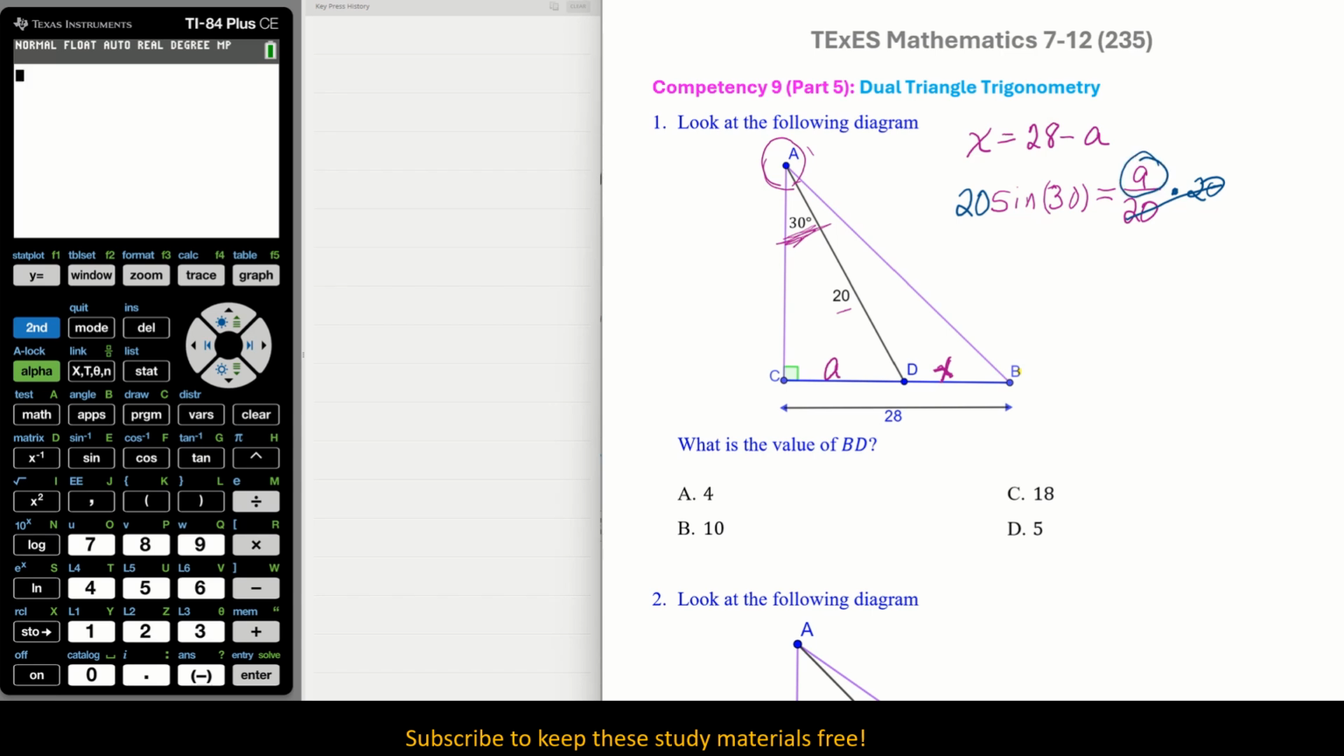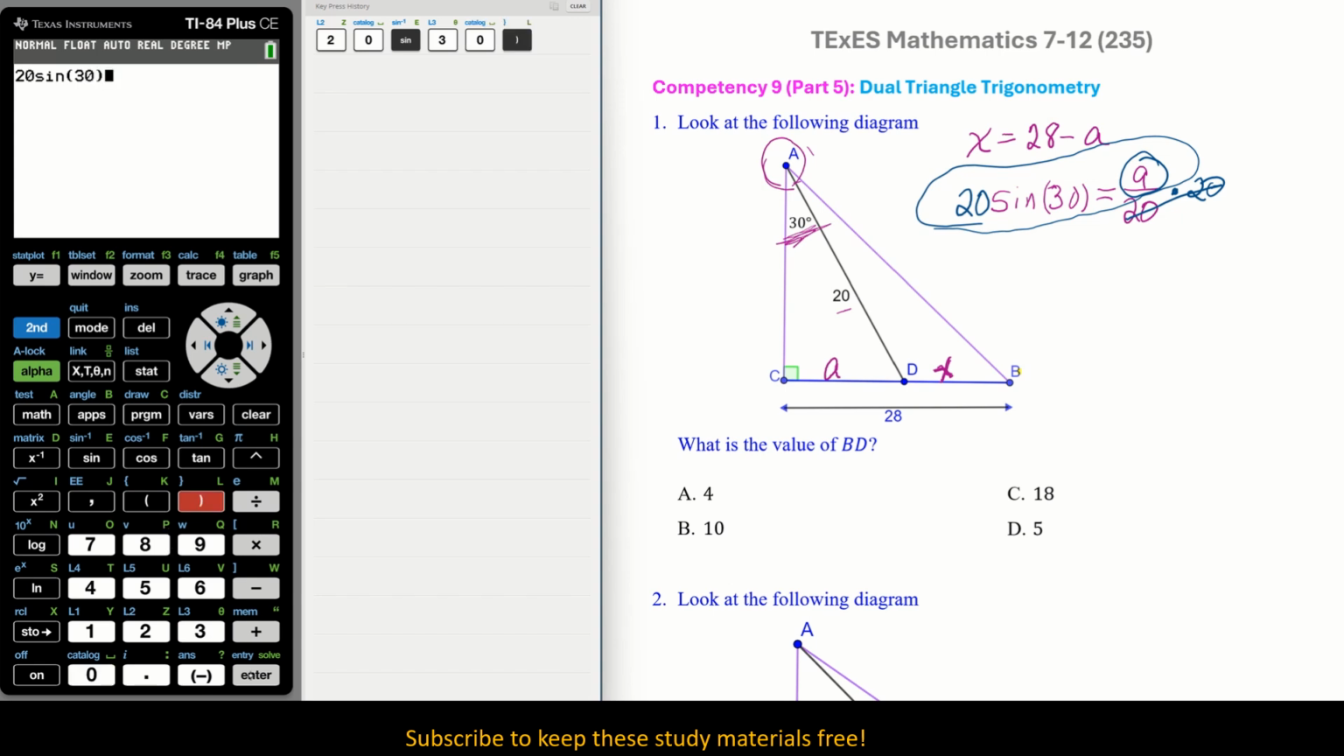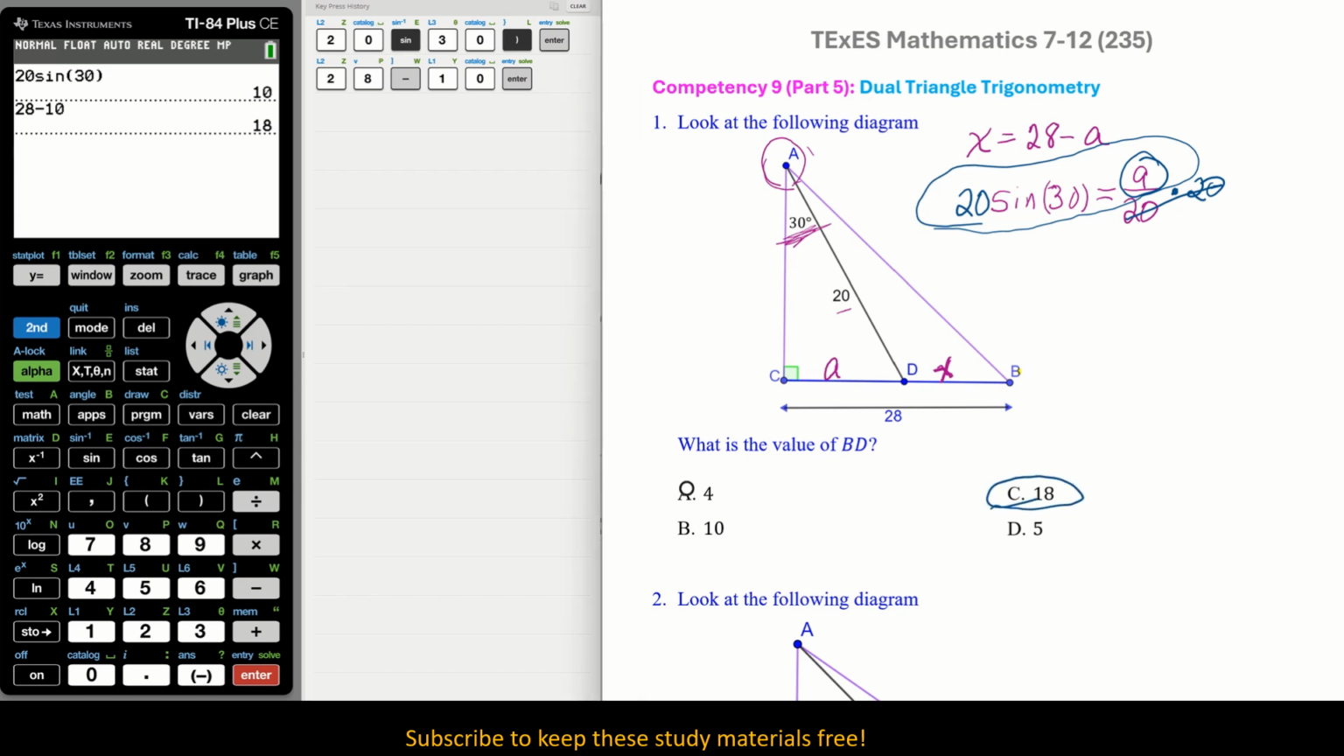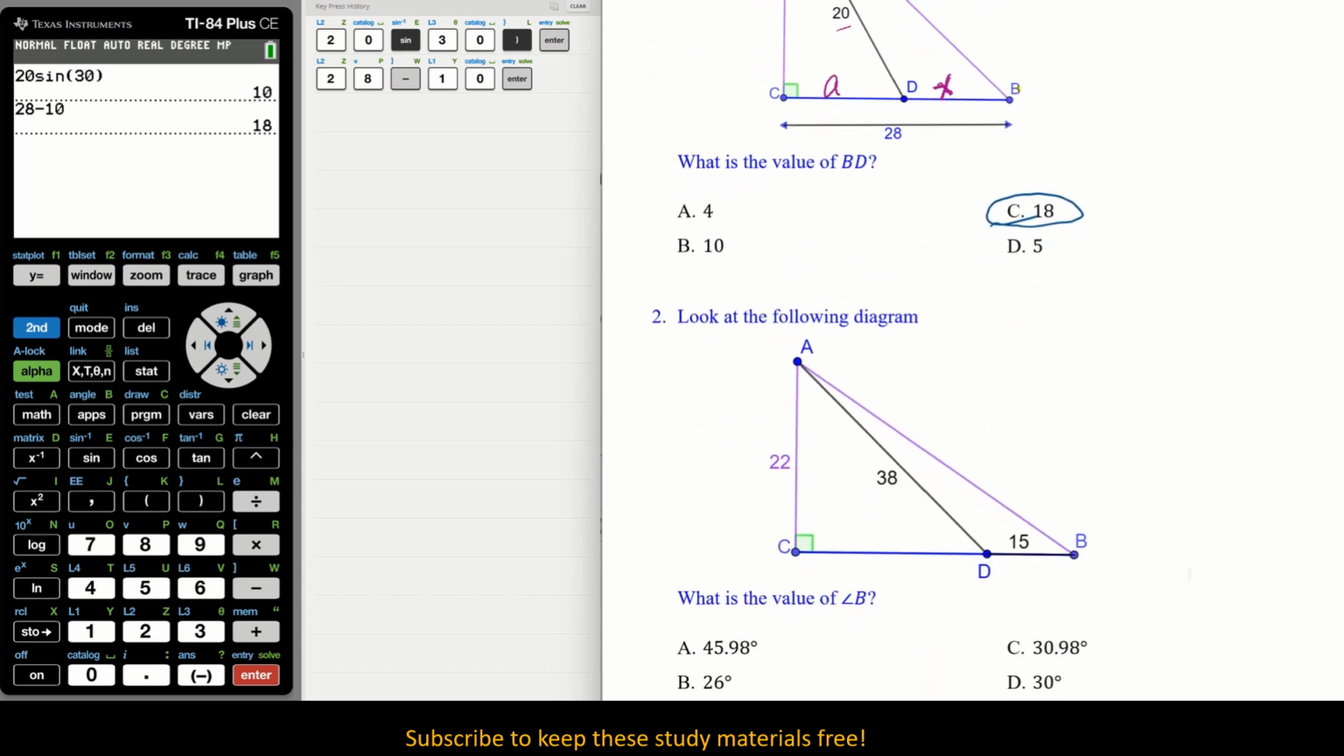So what we need to put in the calculator to get A is simply 20 sine 30. Pop it in the calculator exactly the way you see it. 20 sine 30 degrees is 10. So in order to get the value of X, now we know we need 28 minus the 10, which is 18, of course. So that would be option C. All right, now let's go to number 2.